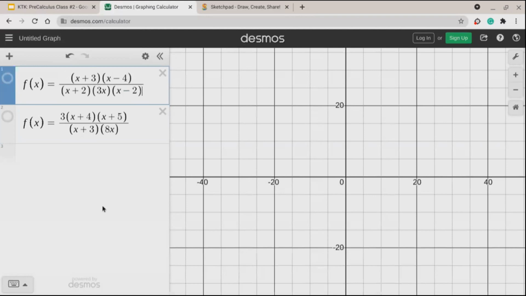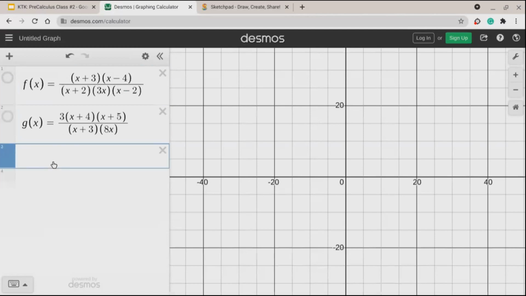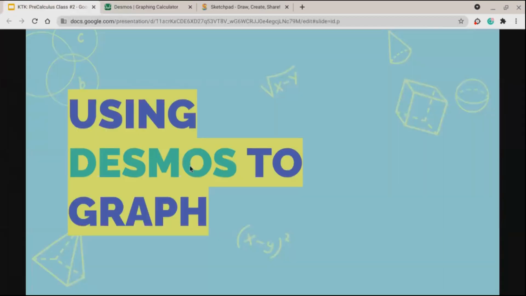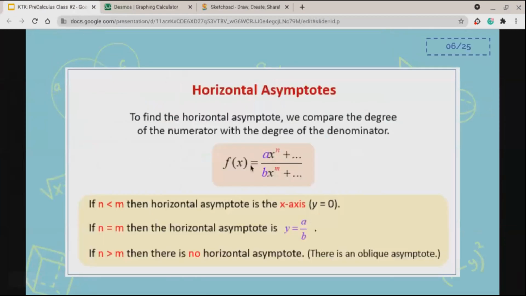So we have f of x is equal to (x + 3)(x - 4)(x + 2)(3x)(x - 2), and then g of x is equal to 3(x + 4)(x + 5) over (x + 3)(8x). Since this is already in factored form, it's very easy to evaluate. We can take a look at this for finding our horizontal asymptotes. So we're going to go back and take a look at our horizontal asymptotes rule.